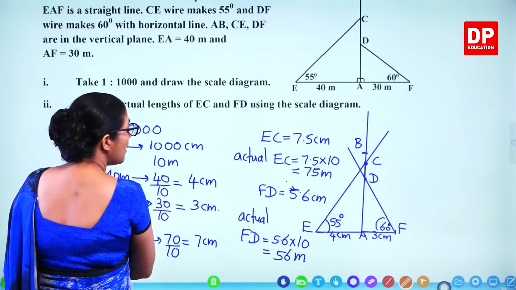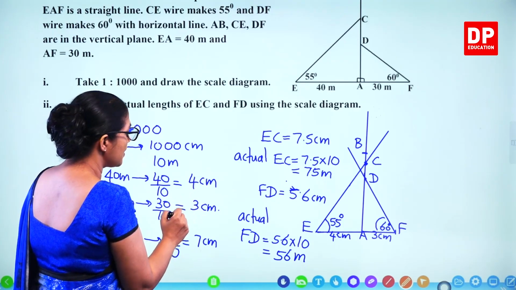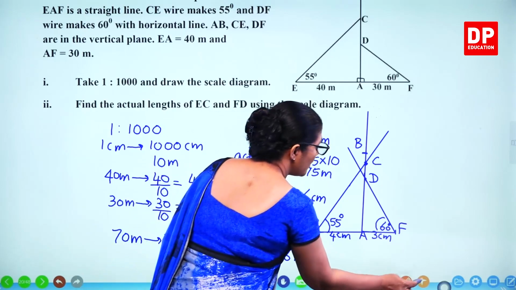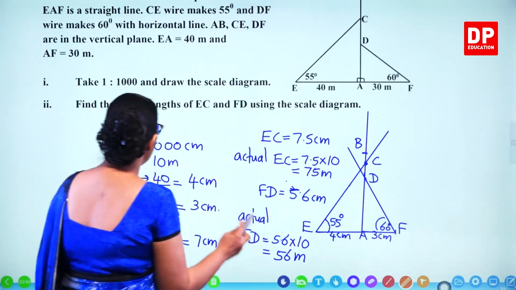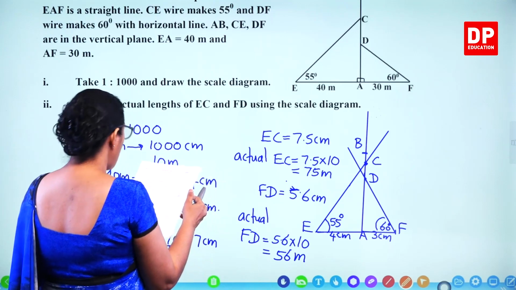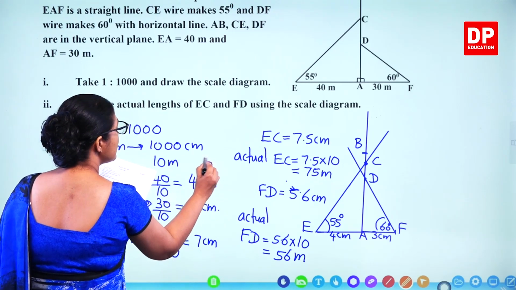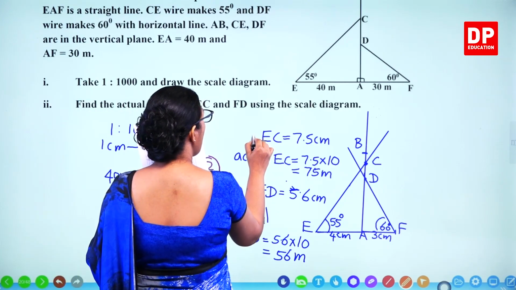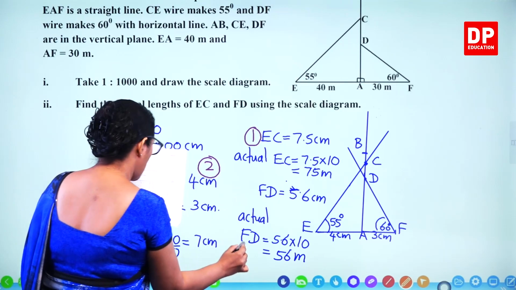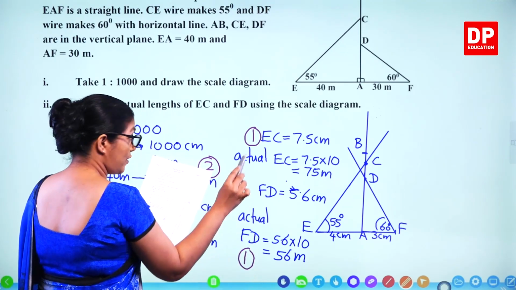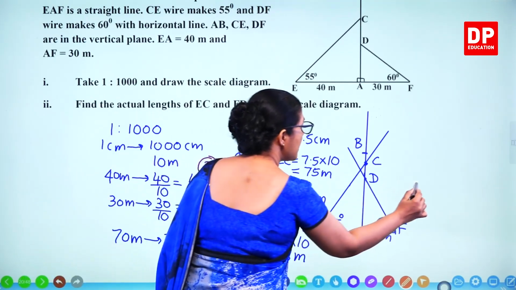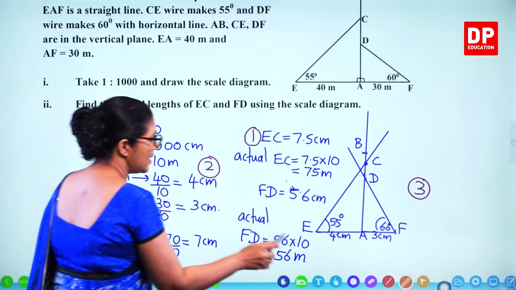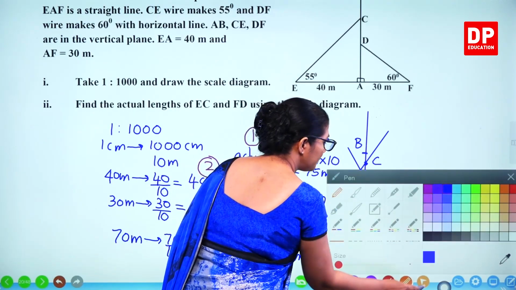And let's take the next part. Before that, we'll give marks for this one. So how many marks for these steps? You are getting 2 marks for finding all these scale lengths. EC actual length 1 mark. FD actual length 1 mark. And for the scale diagram, you are getting 3 marks. 3, 4, 5, 6, 7 marks for this. So let's take the next part.